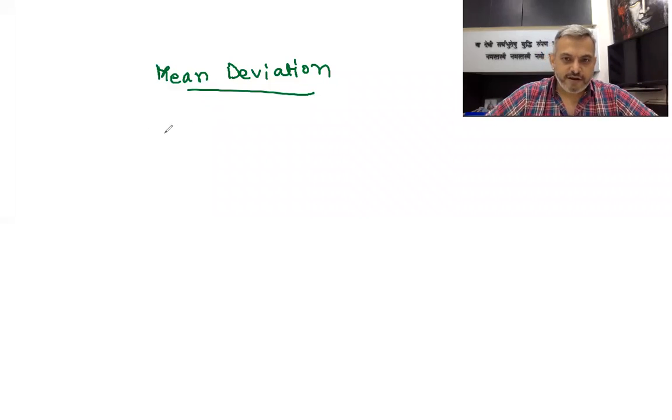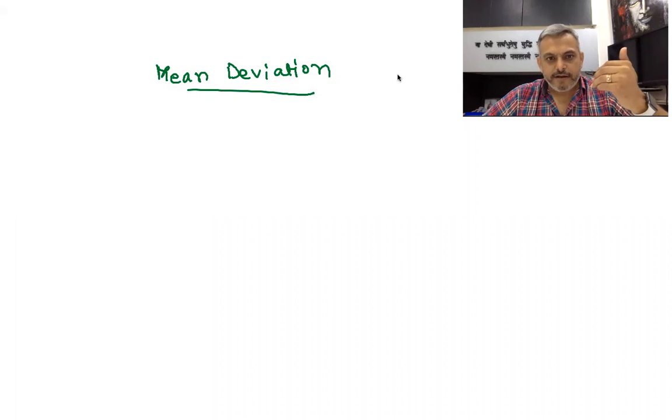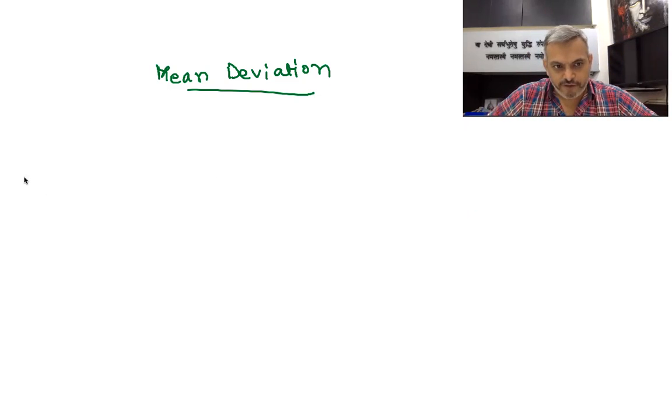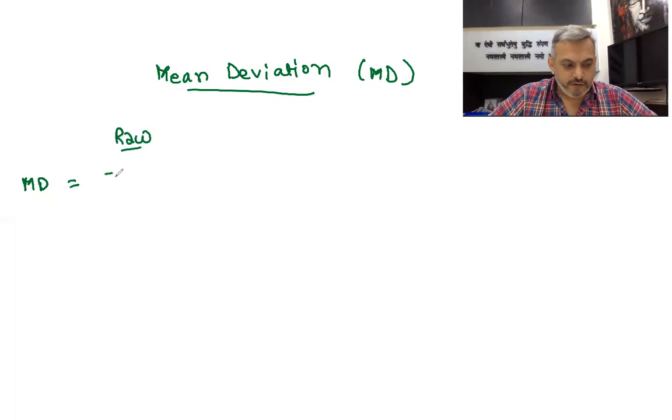So for mean deviation, we have formulas over here, but unlike quartile deviation, we have different formulas for raw, discrete, and continuous. So first, let me write the formula of mean deviation, denoted by MD. For raw data, mean deviation is equal to sigma modulus x minus x bar upon n.